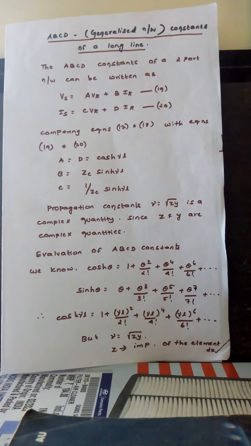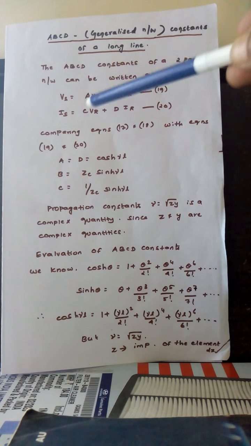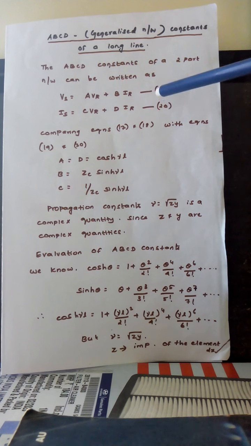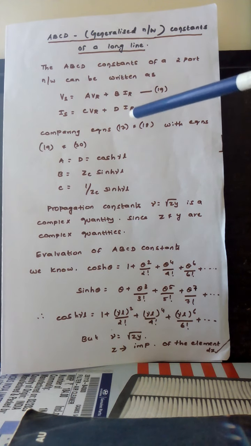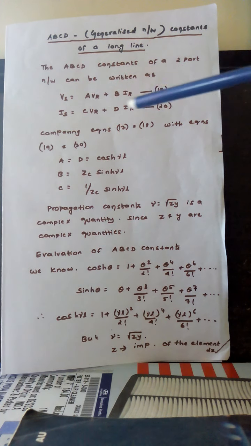So today we'll see about the ABCD constants of a long transmission line. We know the general equations of ABCD constants, that is Vs equal to A into Vr plus B into Ir, and Is equal to C into Vr plus D into Ir, correct? Already we got that Vs and Is, correct?